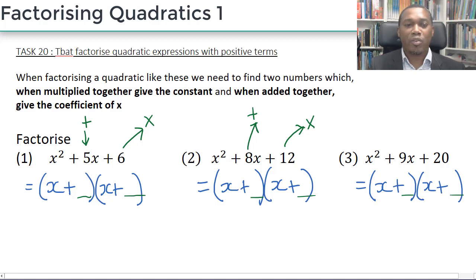That's what I'm describing. When I multiply together, I get the constant, the number by itself. What two numbers can I multiply to get 20? And when I add them, I get 9. That is what you're thinking. And how can we work that out?